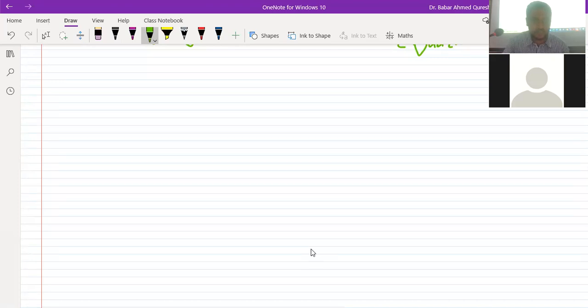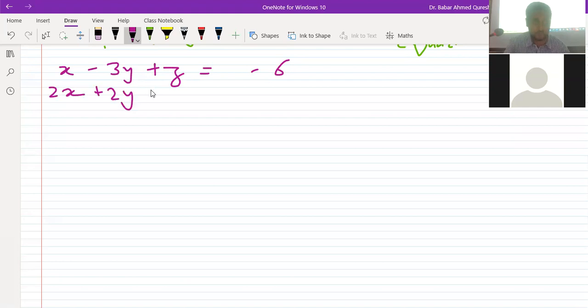So we took this example. We had x minus 3y plus z is equal to minus 6, and then we had 2x plus 2y minus z equals 10, and the last equation was 3x minus 2y plus z, and this is equal to 5.